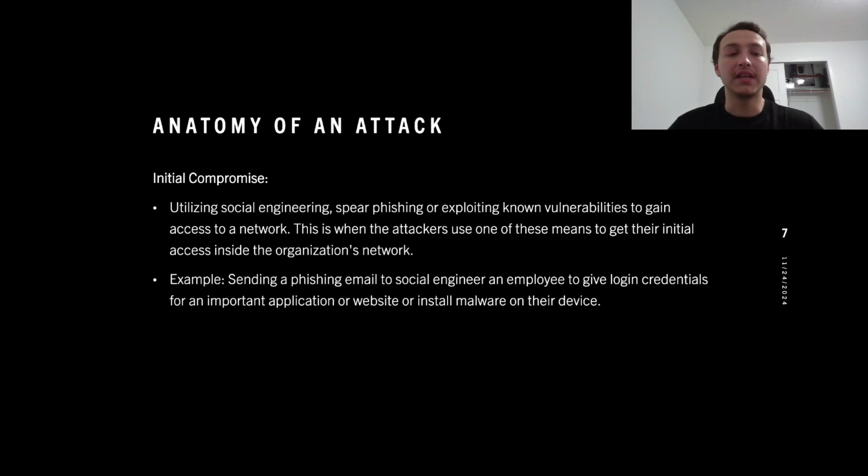The next anatomy of an attack is initial compromise, which includes utilizing social engineering, spear phishing, or exploiting known vulnerabilities to gain access to a network. And this is when the attackers use one of these means to get their initial access inside of the organization's network. For example, sending a phishing email to social engineer an employee to give login credentials for an important application or website, or perhaps install malware on their device. Once again, an example will cover this exact kind of attack and the social engineering and spear phishing behind it, in the case of North Korea, of course.